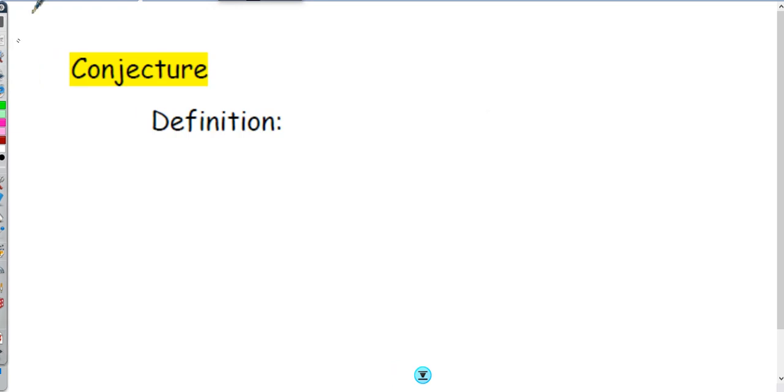So, we have another definition. This definition is conjecture. A conjecture is a conclusion you reach using inductive reasoning.